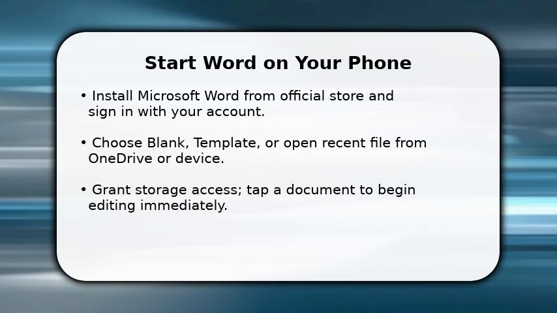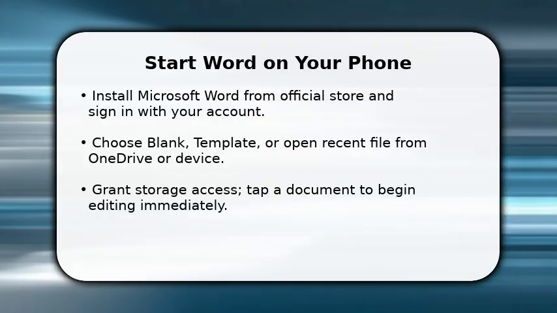You already have the app installed and signed in. Now open Word and pick a document. Once done, choose blank or a template to start faster. Make sure to allow storage and OneDrive permissions so saving works.